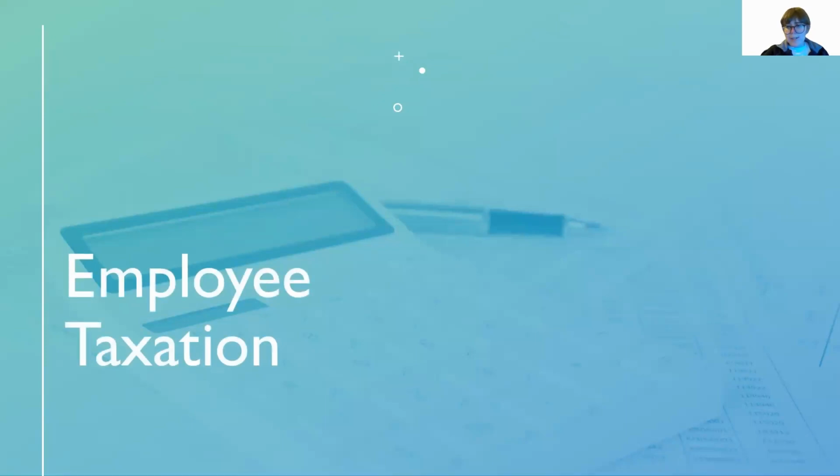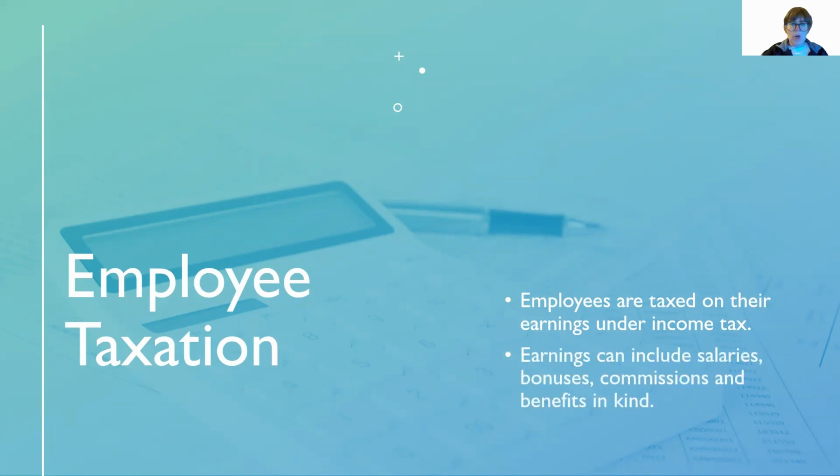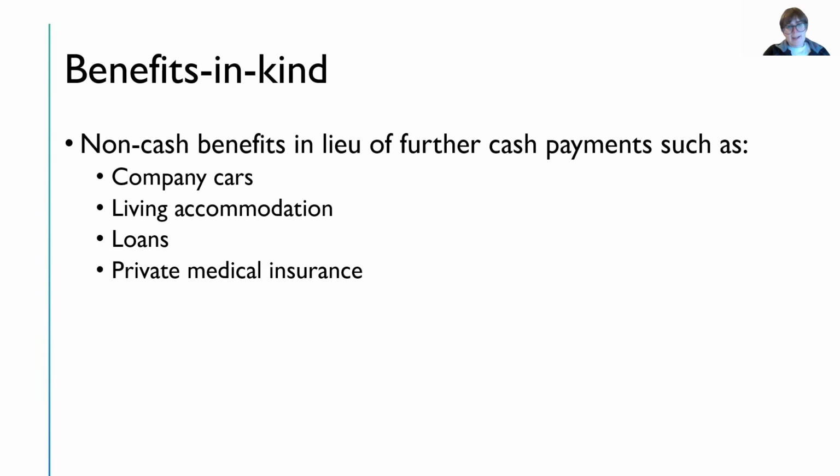So, employee taxation. Employees are going to be taxed on their earnings under income tax. Earnings can include salaries, bonuses, commissions, and benefits in kind. So let's firstly have a look at benefits in kind then. These are essentially non-cash benefits in lieu of further cash payments. These can include things like living accommodation, loans, private medical insurance, life insurance, company cars, etc. It may even be something as simple as a cycle to work scheme.